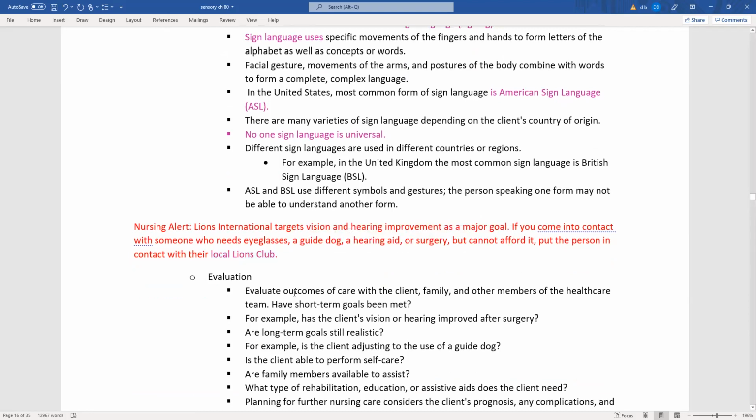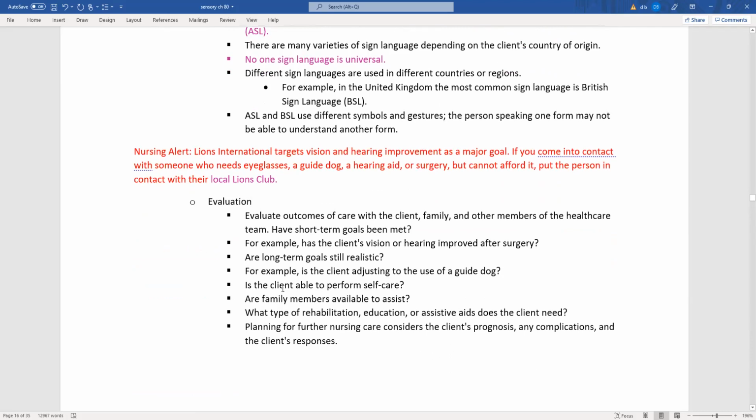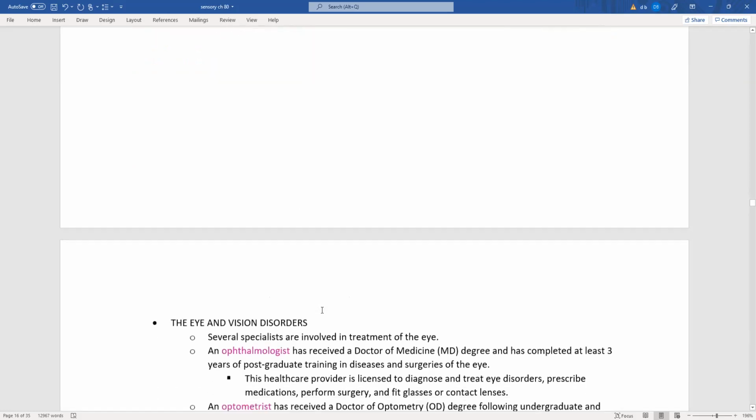All right, so evaluation. So what are we going to do? Y'all know what we do in evaluation. You're trying to see if it worked out, whether it's with the glasses, the eyes, the surgery, the hearing aids, the dog, the pit bull guide dog. We're just trying to see if it worked and how the client responded, the prognosis, any complications, and the client's responses. That's all it's talking about.